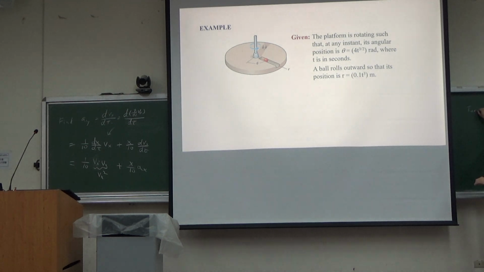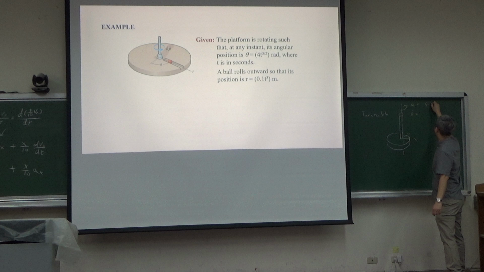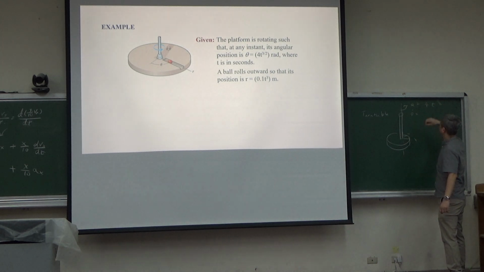First we look at the turntable. So you are talking about the turntable. In this case, the turntable will rotate about its axis. This is described by an angle theta. If this is currently the x-axis, then the x-axis will rotate with respect to the axis. So your angular speed is something. In this case, theta is 4 times t to the power of 3/2.